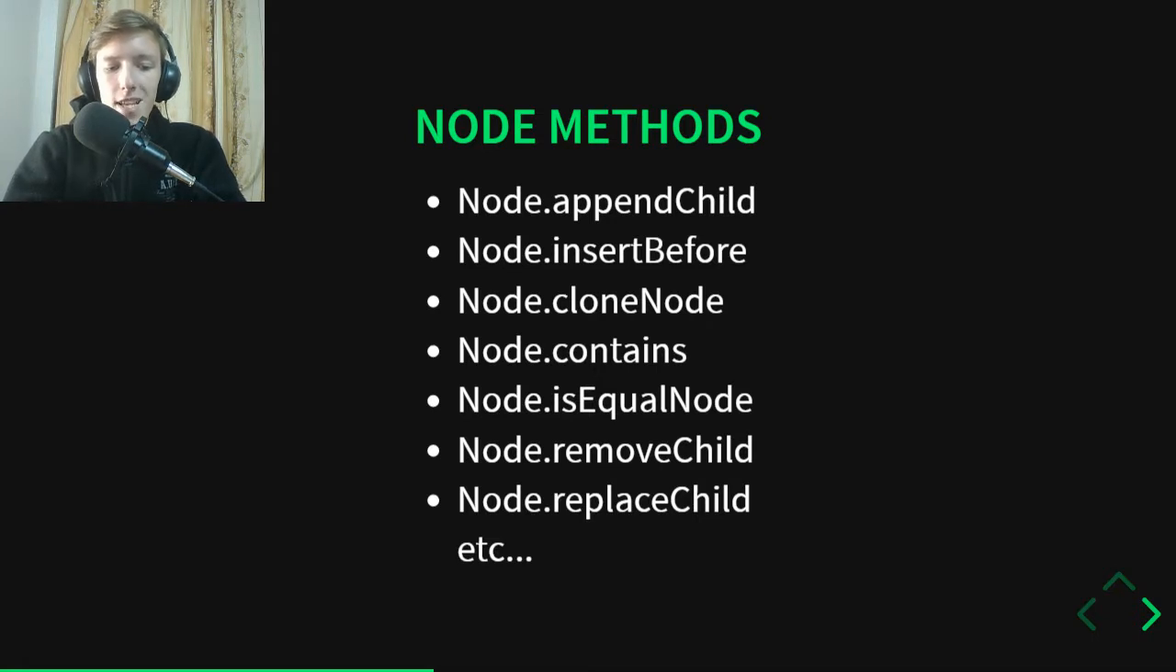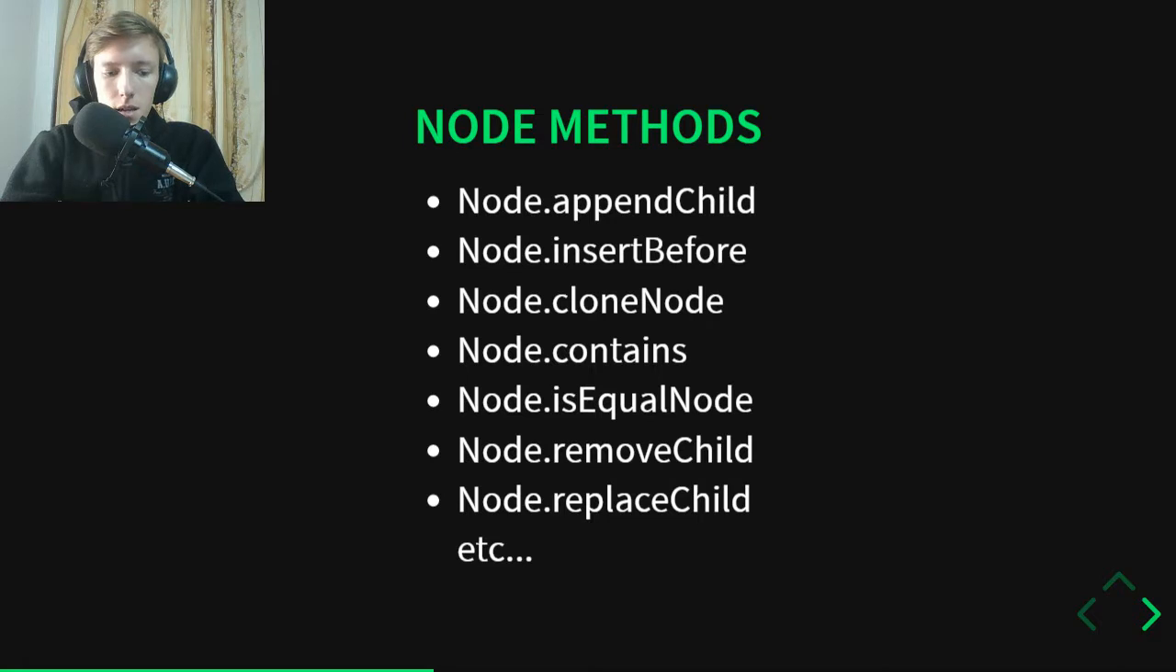Append child adds the element specified in brackets as the last child of the node. In turn, insert before adds an element before the node. Contains returns true if the node specified in brackets is a child of the current node, or if it is the current node. Is equal returns true if the nodes' types are identical and all of their data match.